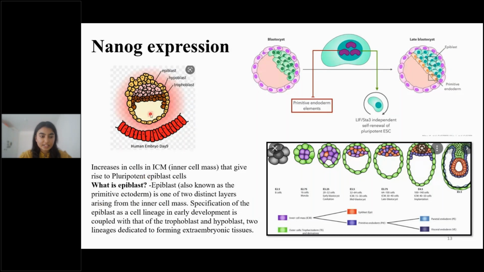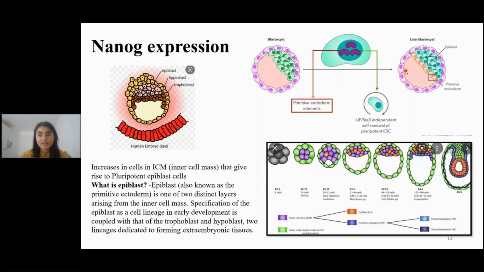And specification of the epiblast as a cell lineage in early development is basically that, if the epiblast cells are present in the blastocyst, then early development is coupled with that of the trophoblast and hypoblast, two lineages dedicated to forming extraembryonic tissues. So once we see this is day 5 and this is day 9, you can see that the inner cell mass has started differentiating into epiblast cells and primitive endoderm. So two types of different cells are formed.